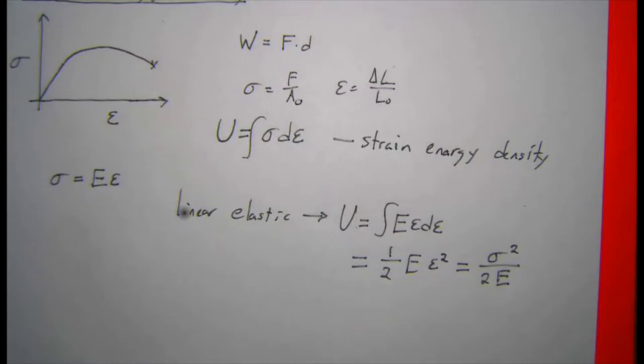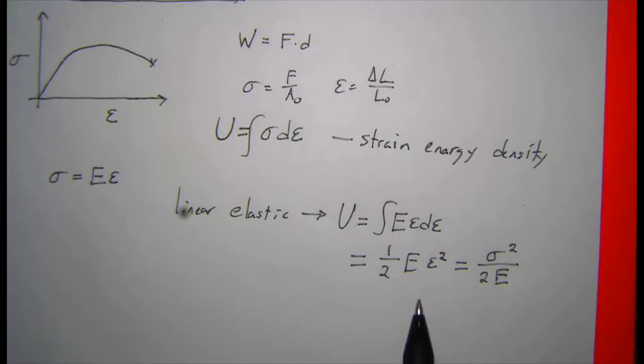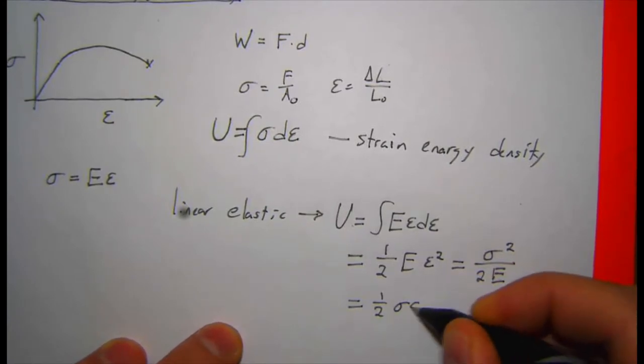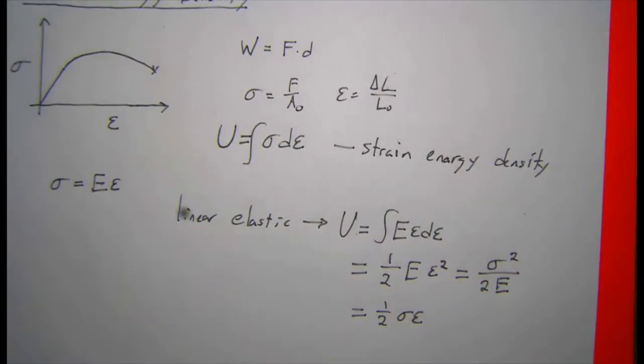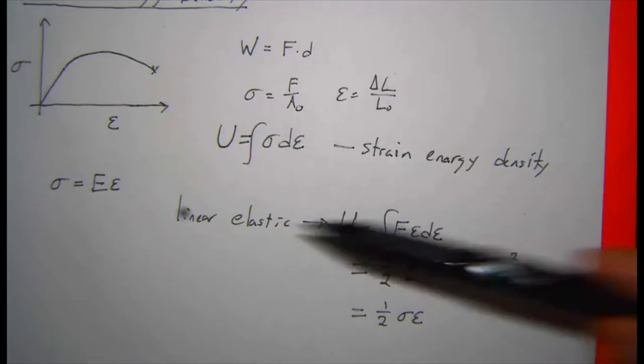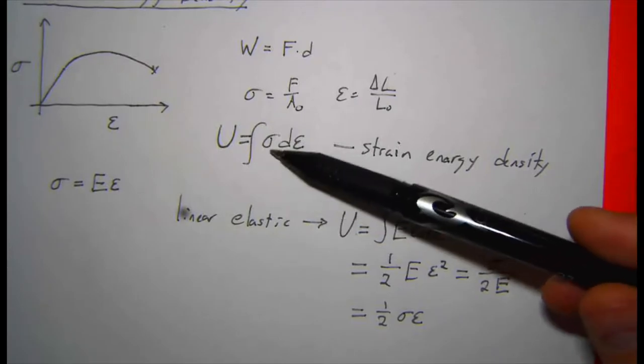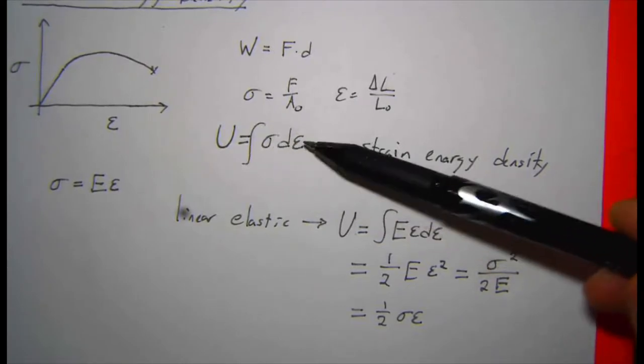So this is a nice, convenient general definition that commonly gets used. You'll see this, or just in general, 1/2 stress times strain is probably a simpler way to write it. You'll see this definition for strain energy in a body a lot. Just remember that it's for linear elasticity, and it's because we're integrating the stress relative to the strain in a body.